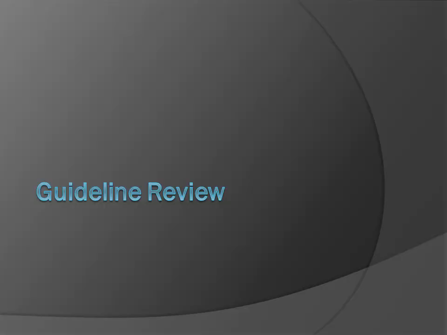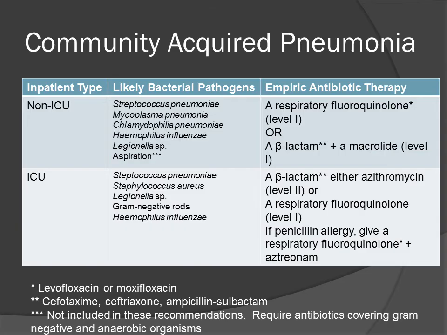Okay, so now we're going to go over a few guidelines with a couple of case discussions. So community-acquired pneumonia. Basically, you risk stratify these folks based on if they go to the ICU or if they don't go to the ICU.